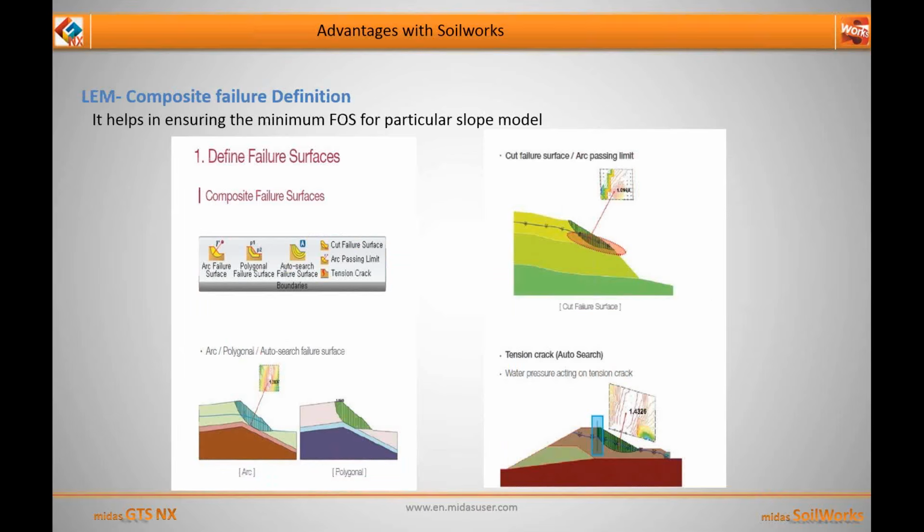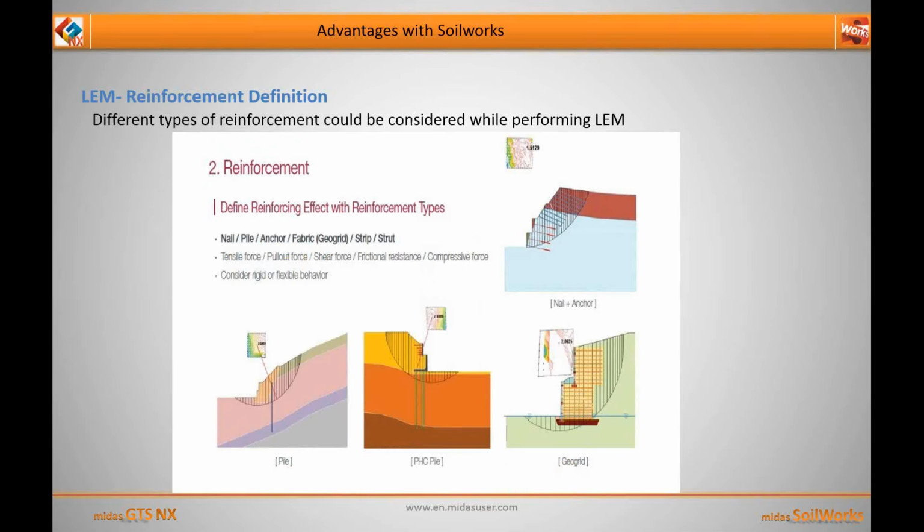Now with LEM, composite failure definitions are there. It helps in ensuring the minimum factor of safety for a particular slope model. As you can see, we have various options like arc failure surface, polygonal failure surface, and auto search failure surface, which automatically selects the minimum factor of safety failure plane for the model. In the LEM method for reinforcement definition, you can consider various options which I have already shown you, like nail, pile, anchor, fabric, that is for geogrid, strip and strut.